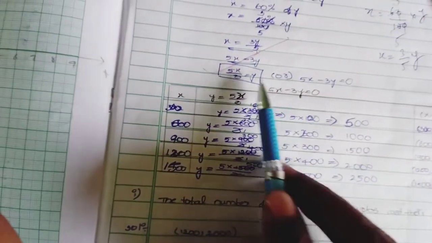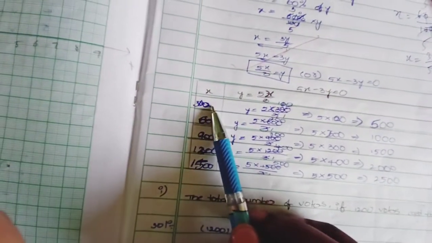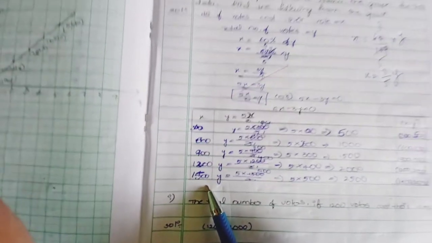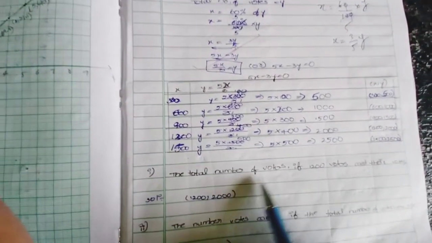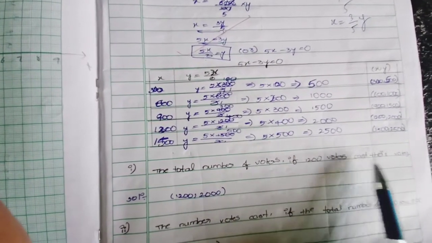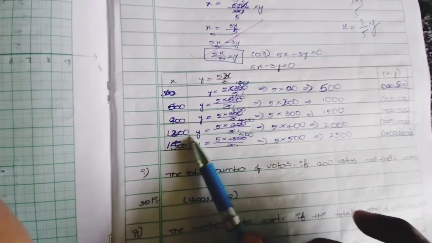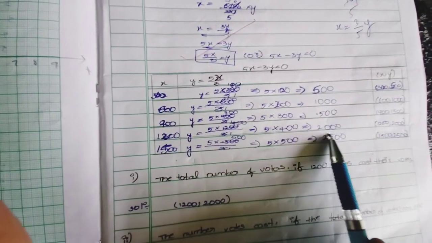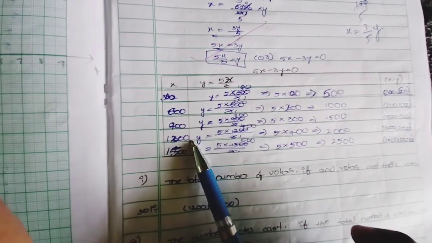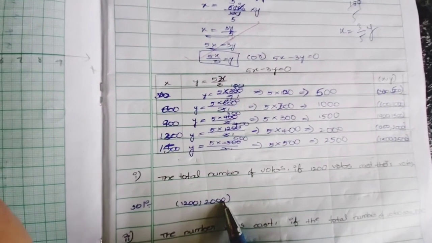Actually, we got Y = 5X by 3. Here you assume X values like X = 300, 600, 900, 1200, 1500, because the questions also ask like that. For the total number of voters if 1200 voters cast their votes, we assume 1200 here. So if 1200 people cast their votes, there will be 2000 people in total. Out of 2000 people, only 1200 people cast their votes. Okay, then 1200 and 2000.